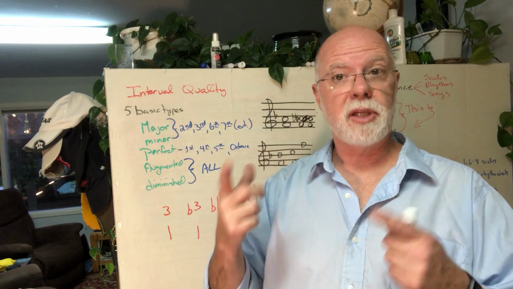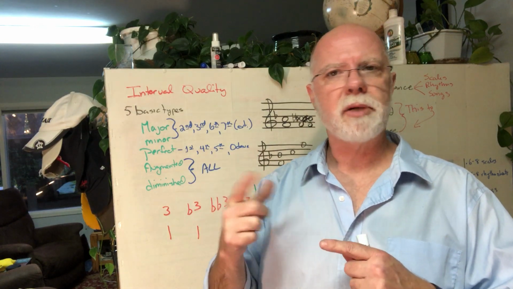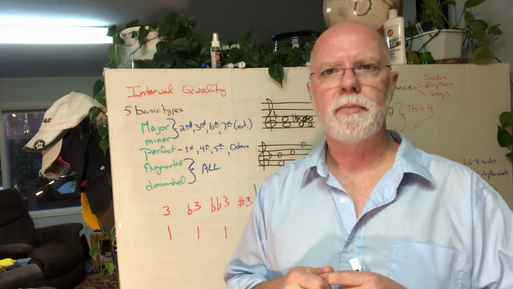So F to B flat is diatonic. F to B natural, because B natural is not in the key of F, that's non-diatonic, okay?